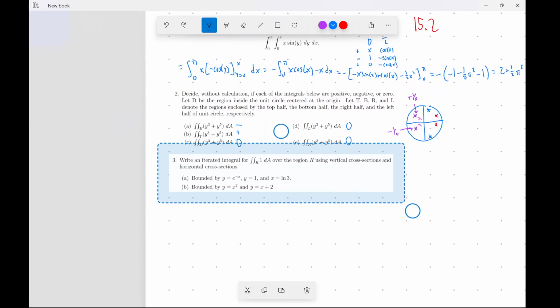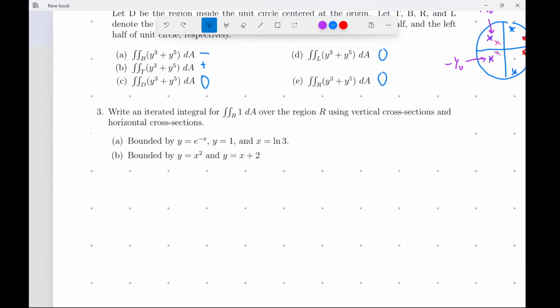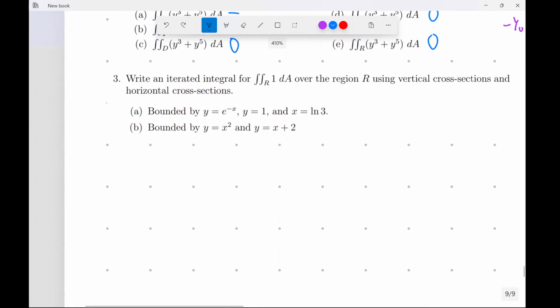Okay. Number 3, we want to write an iterated integral for this integral using vertical and horizontal cross sections. Okay, part A. Bounded by y equal to e to the negative x, which looks something like this. y equals 1, which looks something like this. And x equals ln 3, which looks something like this.